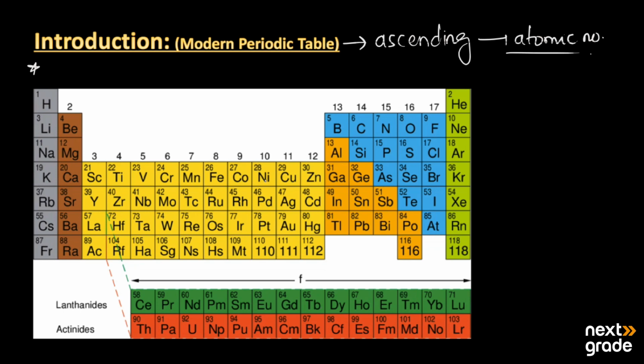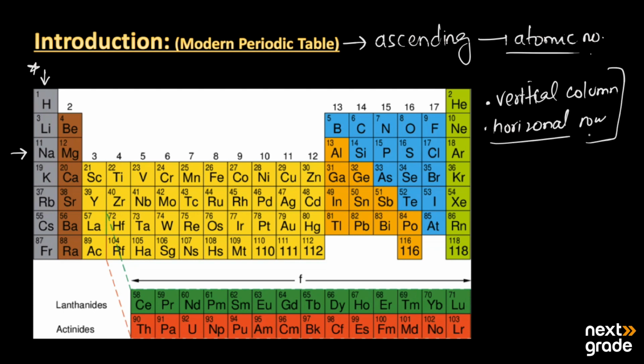So the elements that have similar properties are placed in the vertical columns, and the elements that are different are kept in the horizontal rows. So basically the periodic table has been divided into vertical columns and horizontal rows. These horizontal rows and vertical columns show the classification of elements into different groups and into different periods.